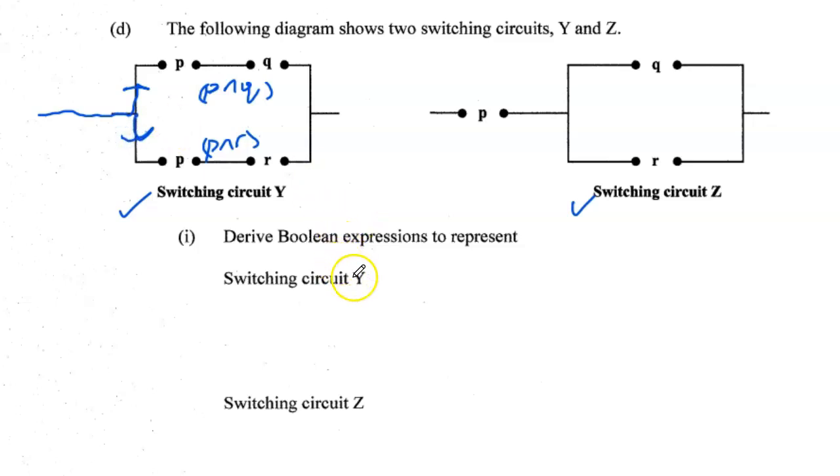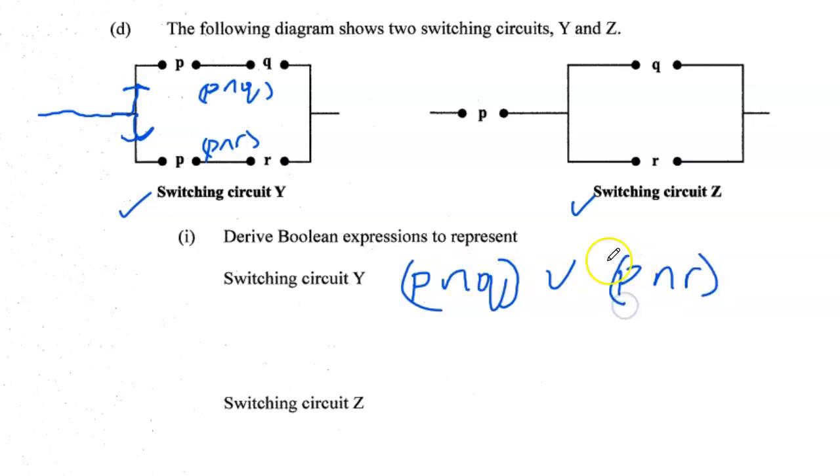So the switching circuit would be P and Q, or it could be the other direction where you have P and R. Another way to express it, and we use multiplication, so P and Q, that's PQ, or we use a plus sign, and P and R, that's PR. So either of these expressions would work.